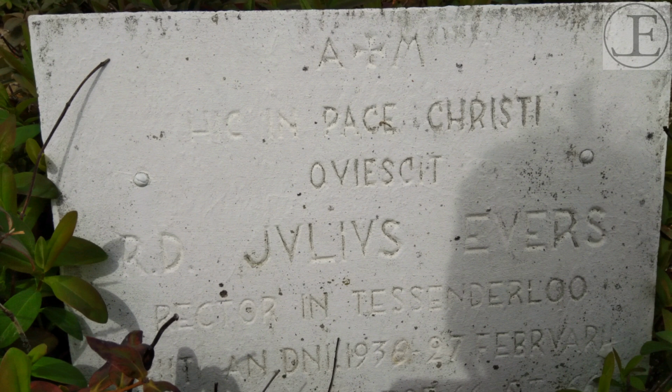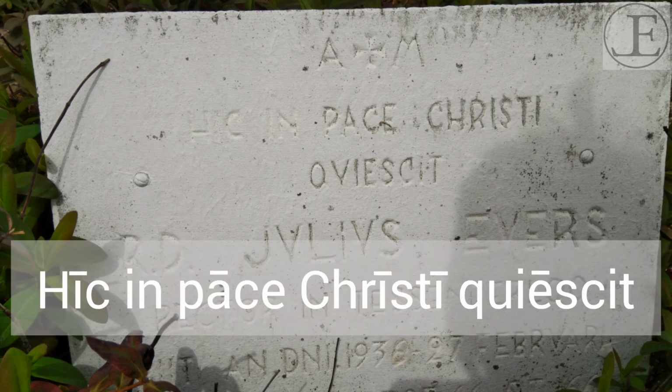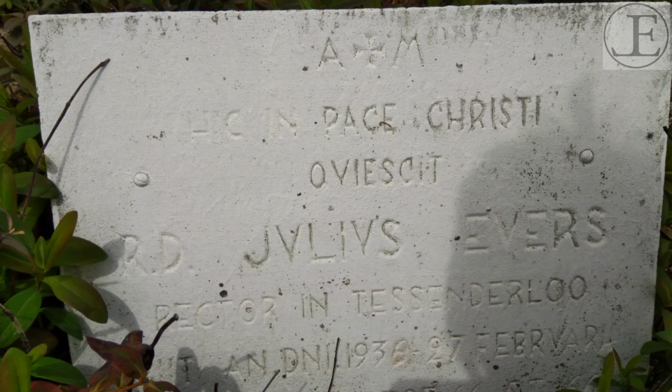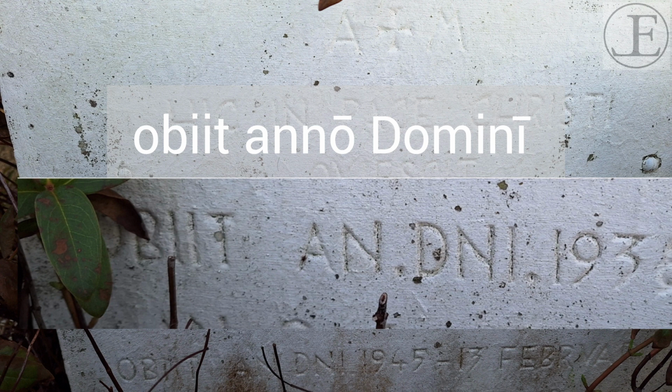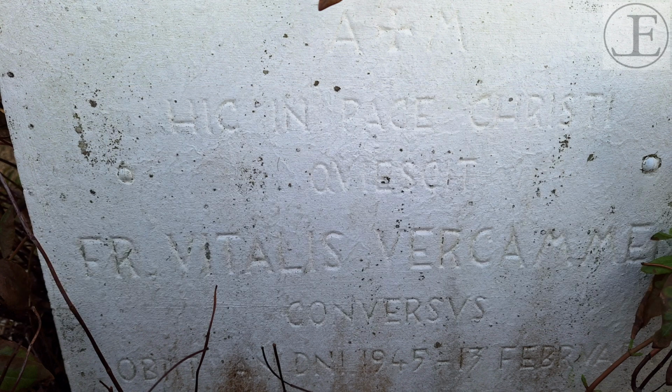On the plate, we read a little bit more about the deceased. It starts in Latin, Hic in pace Christi quiescit. Here rests in the peace of Christ. And then the name of the monk who is buried here. Below the name, we read Obiit anno Domini. He died in the year of the Lord, and then of course the date of his death.